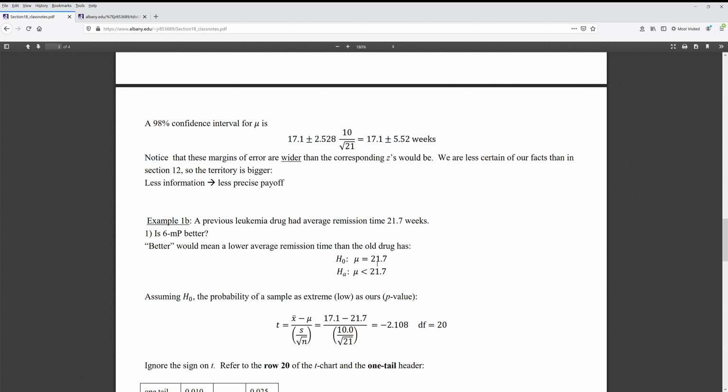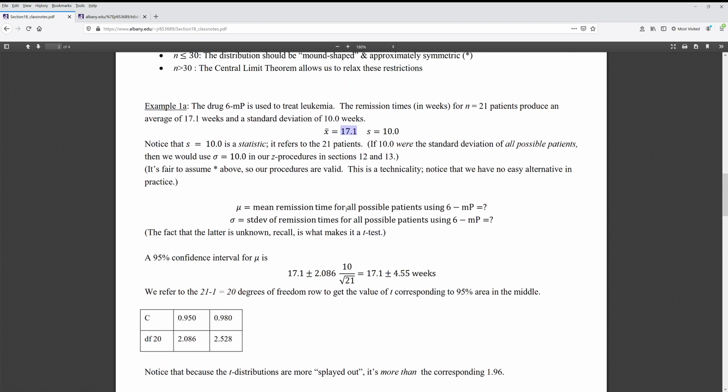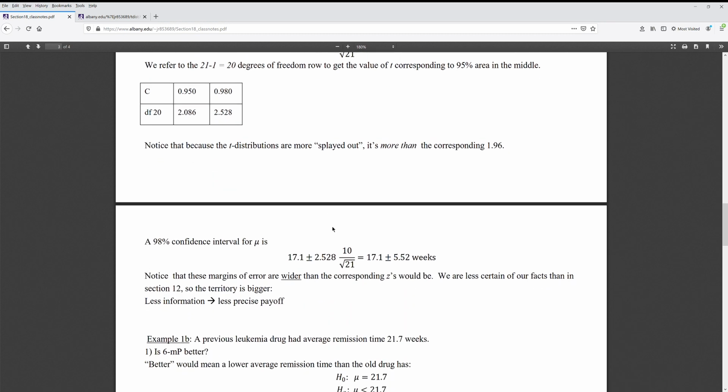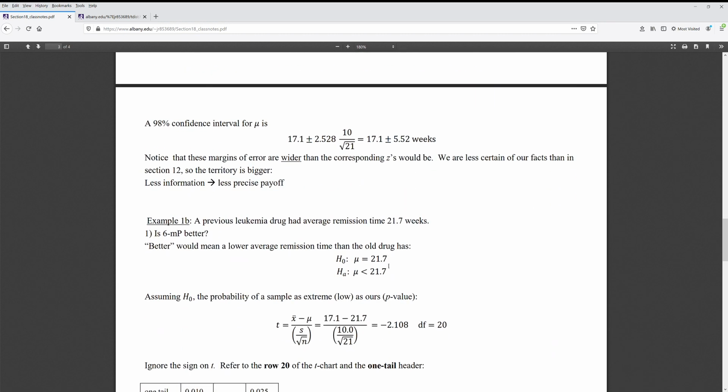Assuming that 6MP works exactly the same as the old drug, how lucky is it for 21 patients to have an average remission time this low? Is the 17.1 suspiciously less than the 21.7, or is it just random chance less? If it's suspiciously less, we'll go with HA. If it's just a plain old random chance, we'll stick with H0.